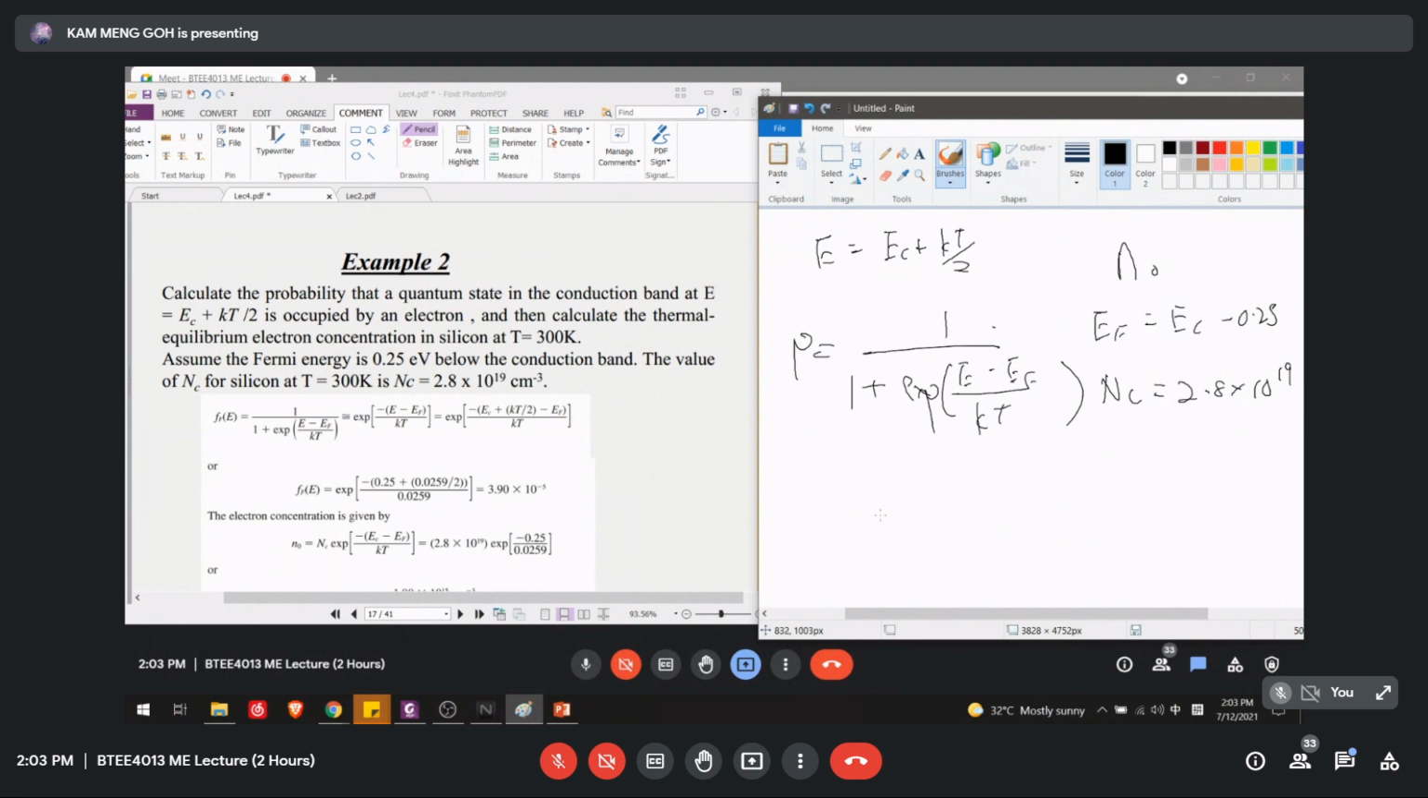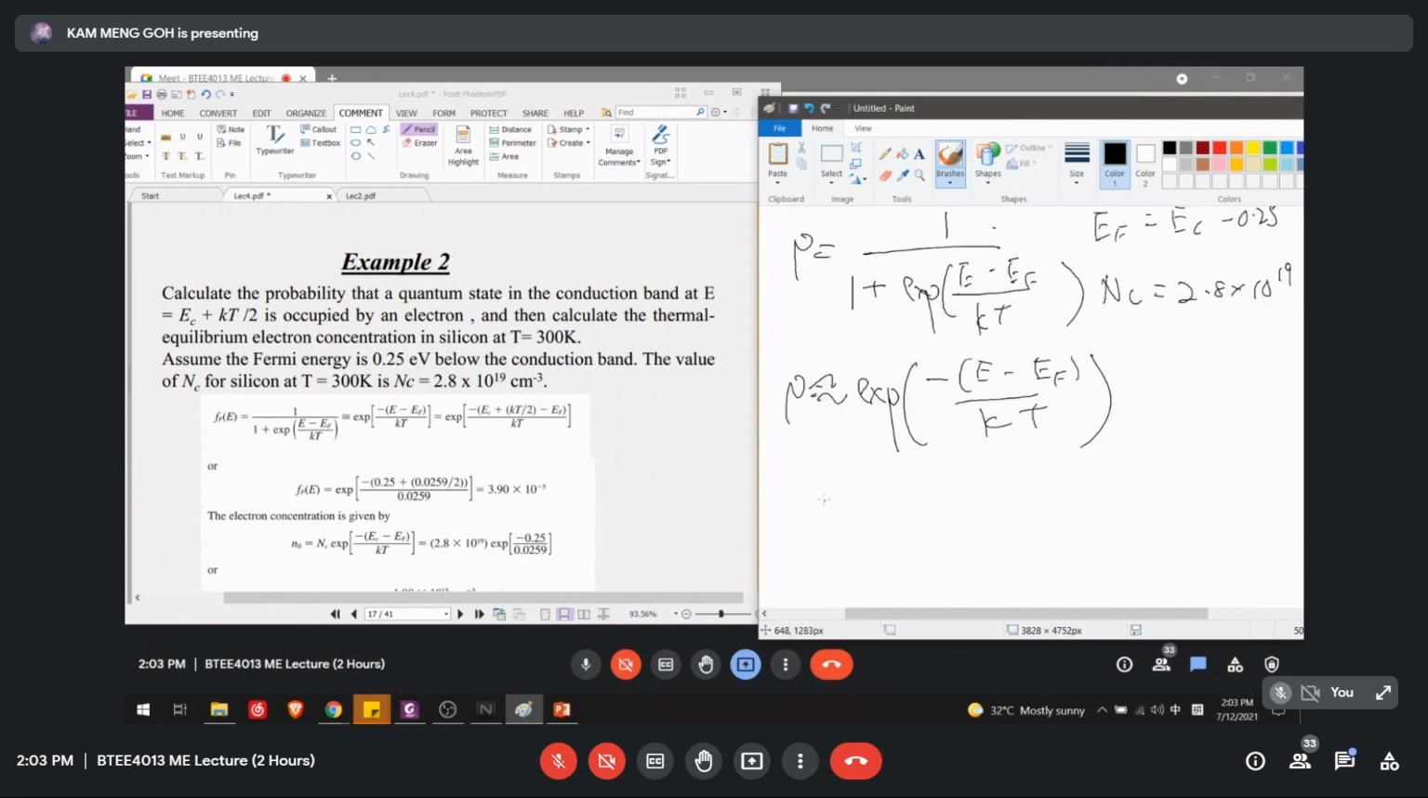First, we settle this. In this case, he assumed the Boltzmann approximation, so we try to use the Boltzmann approximation also. Exponential minus E minus EF over KT, where E equals EC plus KT over 2, minus EC plus 0.25. Eventually, your value should be 3.9 times 10 to the negative 5.